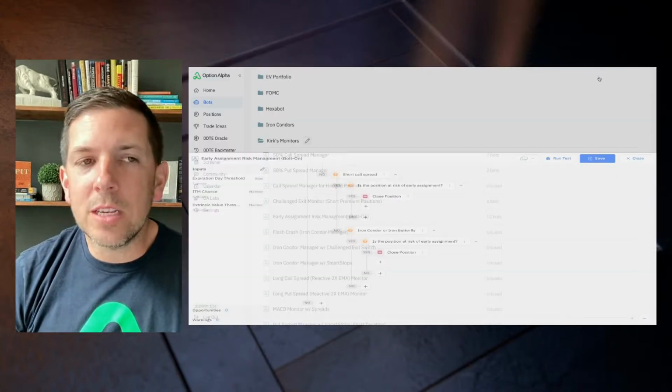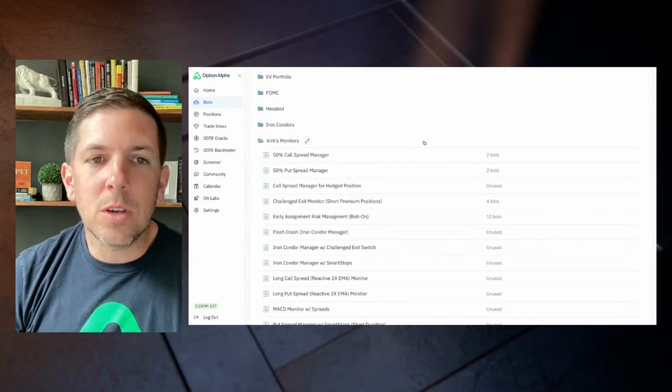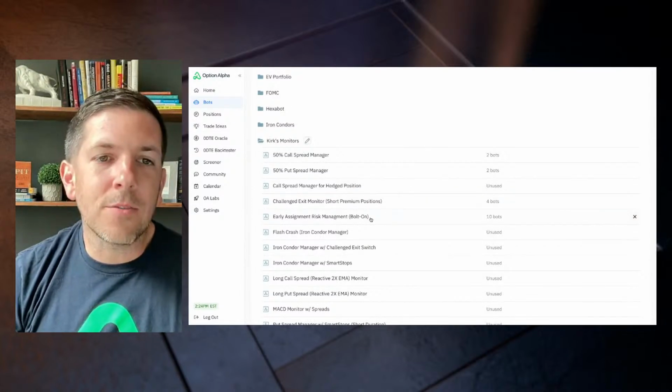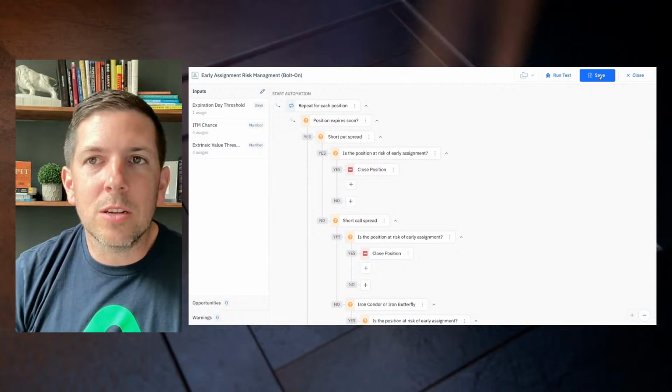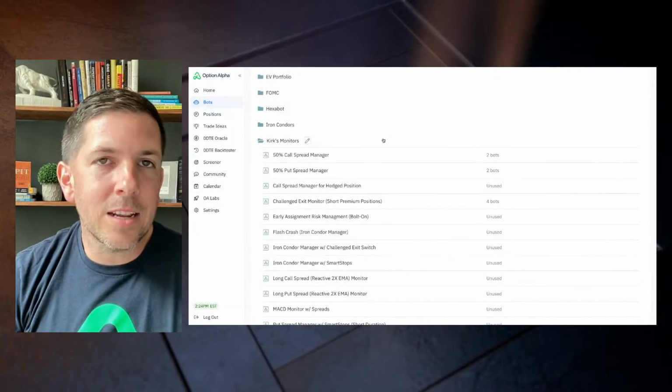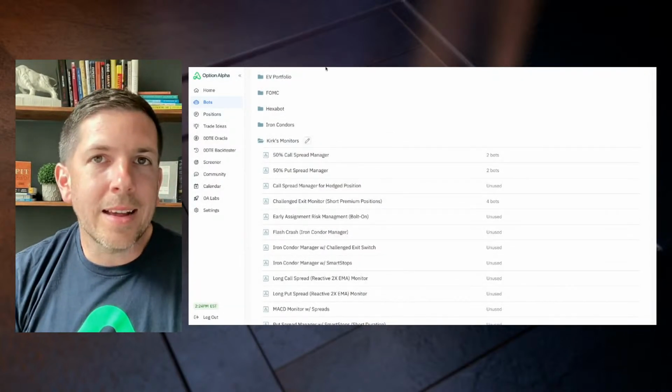So again, all you need to do is simply go to the community post that we'll put a link to here after the show, hopefully in the description. Go ahead, save this bolt-on automation to your library, and then just simply add it to any of your bots and automations as a brand new automation. It just bolts right on top of it, and that helps you manage your positions moving forward.